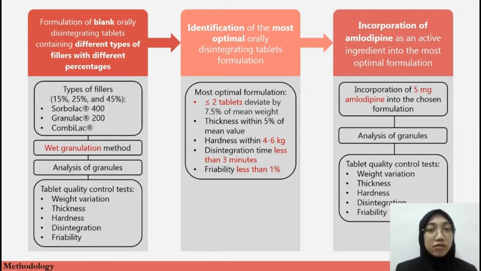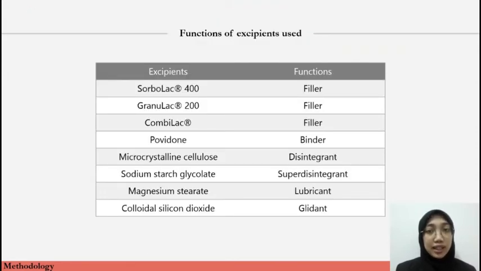The first stage of the study was the formulation of blank ODT containing different types of fillers with different percentages. The fillers used were Sorbolac, Granulac, and Combilac, with 15, 25, and 45% concentration each. Hence, there were a total of 9 formulations. The formulations were produced using the wet granulation method, and analysis of granules and tablet quality control tests were then conducted. After that, the most optimal ODT formulation was identified. The formulation must comply with the criteria of ODT, especially disintegration time that must be less than 3 minutes. After the most optimal formulation was identified, it was then incorporated with amlodipine and tested again. These are the excipients used in the study.